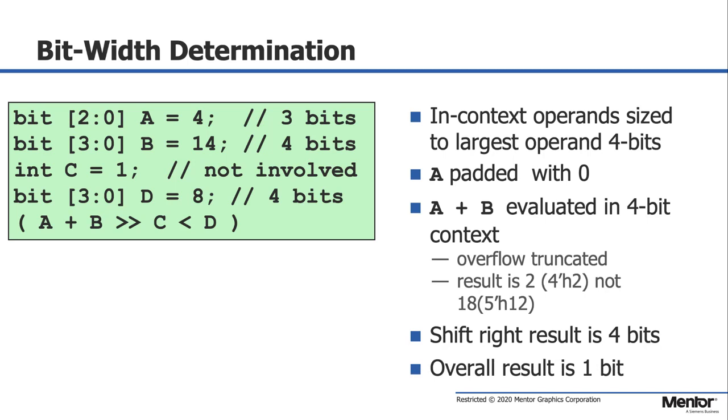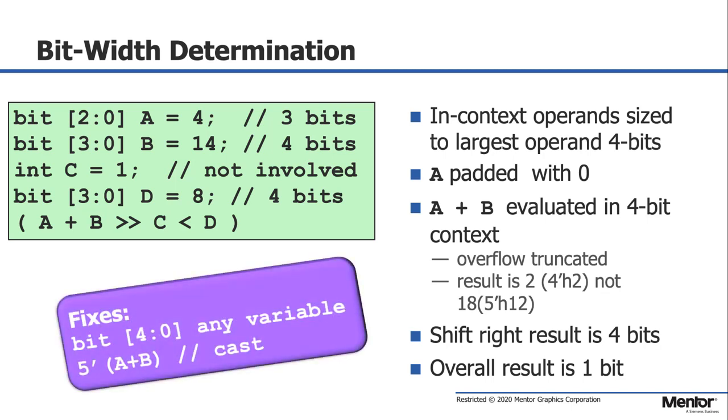Finally, the overall result of this expression is a 1-bit value. So if we really want more bits involved in this expression, we have to increase the size of our variable to 5 bits, or we can use a SystemVerilog casting operator.